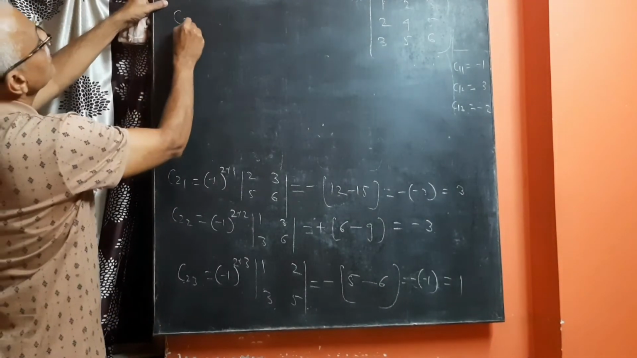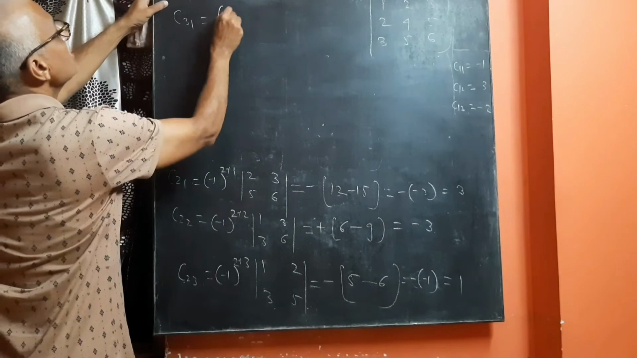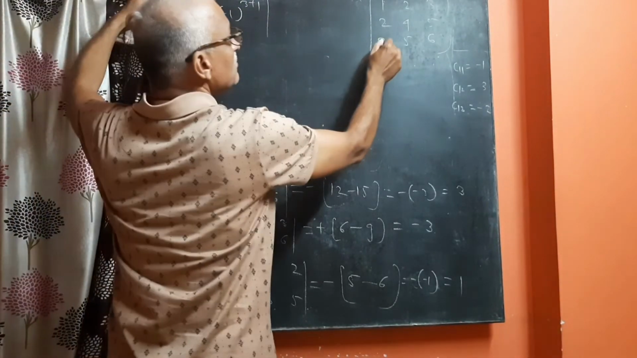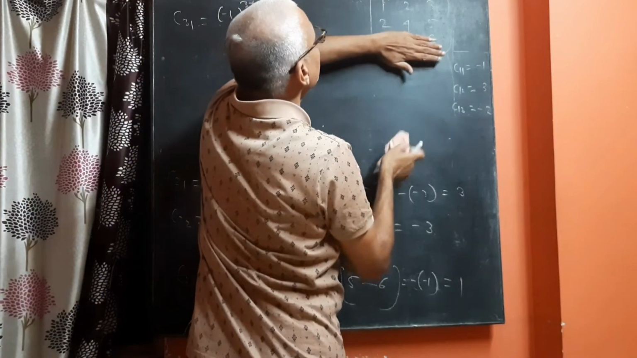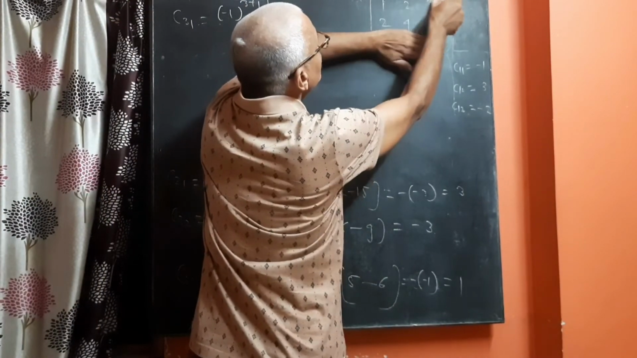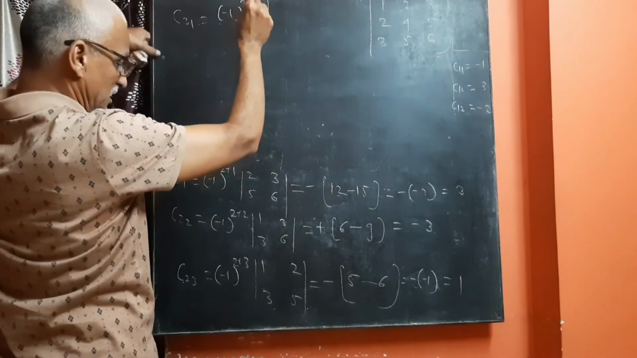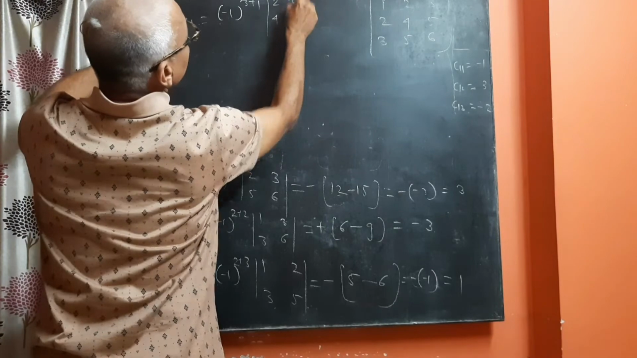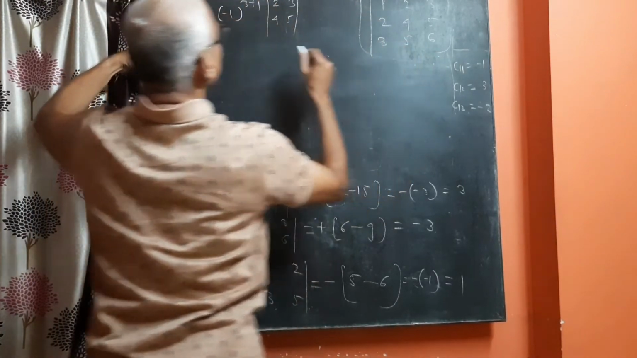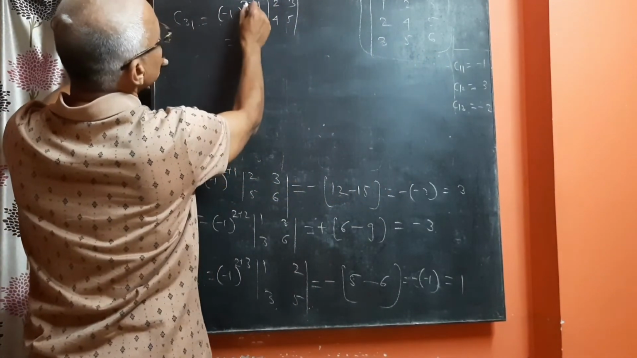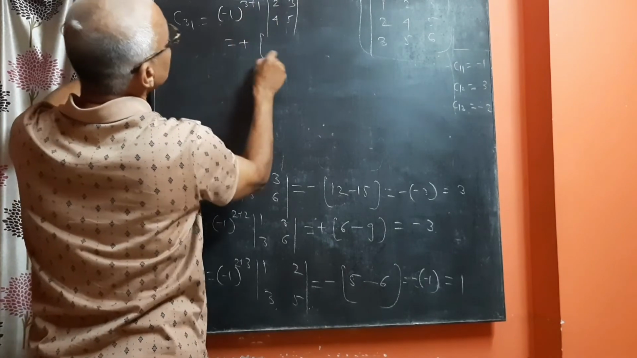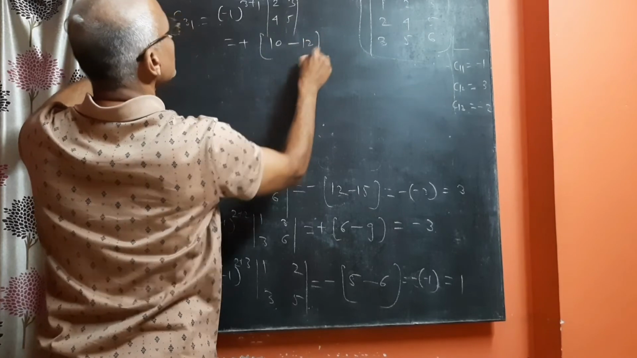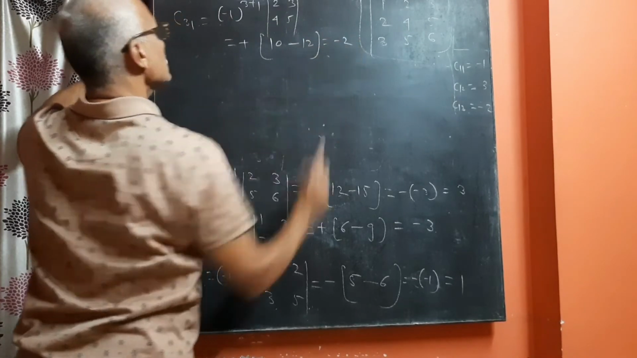अभी C31 इक्वल्स टू minus 1 raised to 3 plus 1 into determinant of C31 means this one. ये रो गया और ये कॉलम गया. The remaining are 2 3 4 5. Determinant of 2 3 4 5, which is equals to minus 1 raised to 4. That means positive. In bracket 2 into 5 is 10 minus 4 into 3 is 12. That is equals to minus 2.